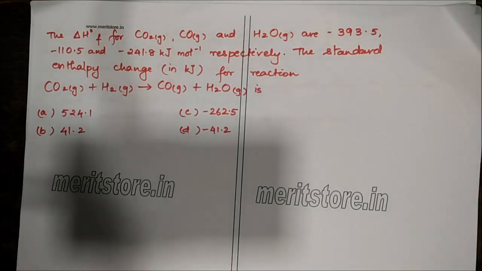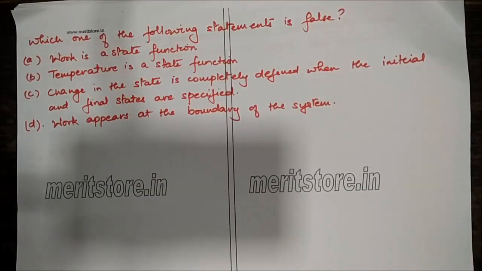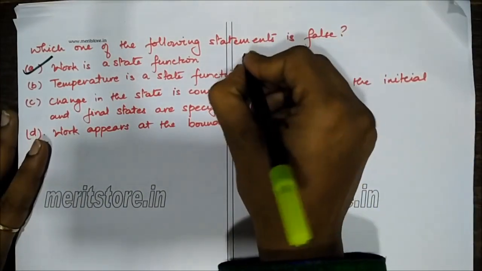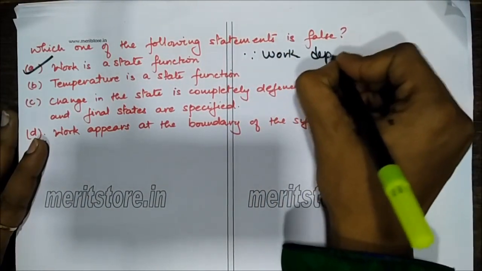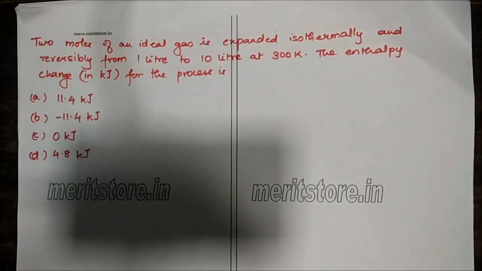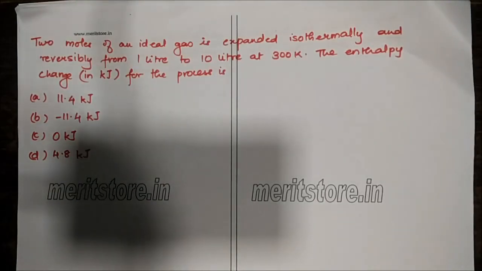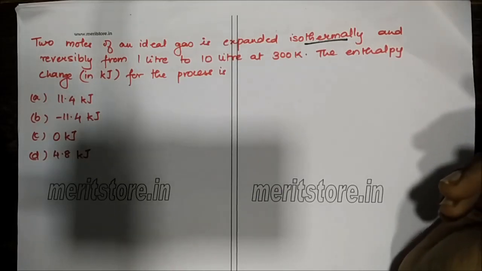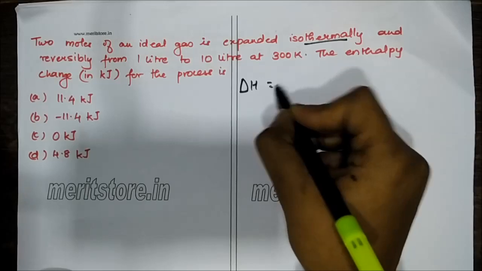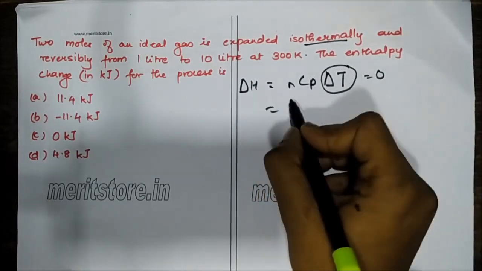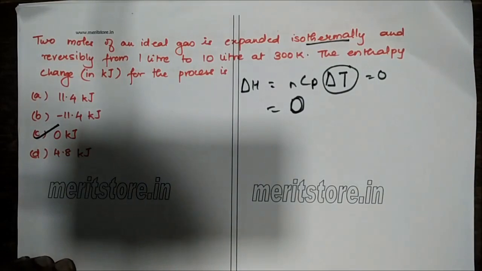Next, let's read this question. Which of the following statements is false? Work is a state function. False. Work is not a state function because work depends on path. Next, 2 moles of an ideal gas is expanded isothermally, meaning delta T is 0, and reversibly from 1 liter to 10 liter. The enthalpy change is being asked. So change in enthalpy is nCp into delta T, but we know delta T is 0. So delta H would also be 0. So the answer is 0 kilojoules.